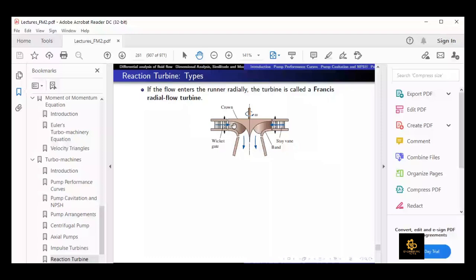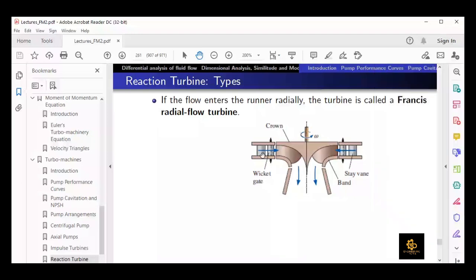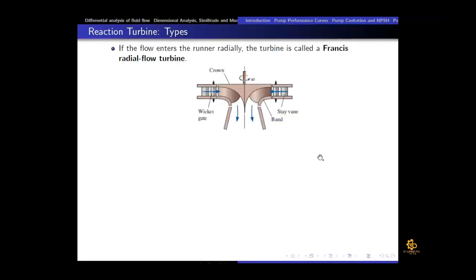So here you can see one is this wicket gate, right? And then here there is a part which is called the band. So this is a cover type which is shown here. Let me show you what this band is. If I show you the figure, maybe here, this is the band.